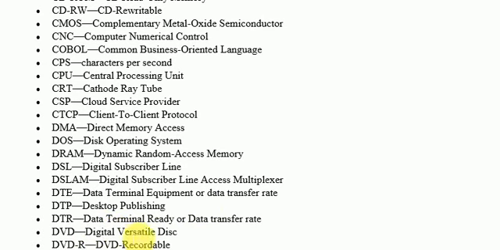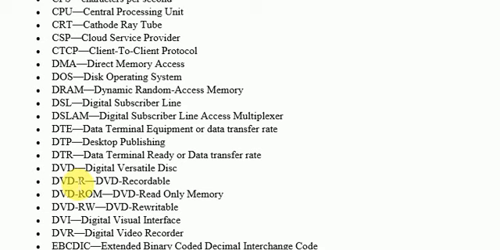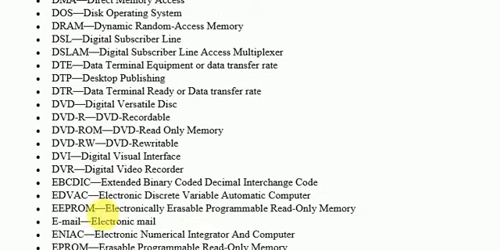DVD, digital versatile disk. This is very important, digital versatile disk. Sometimes digital video disc, such an option is also available. Then the next one is DVD-R, that means DVD recordable. DVD-ROM, that means DVD read only memory. DVD rewrite, so rewritable DVD. Then DVI, digital visual interface. DVR, digital video recorder.